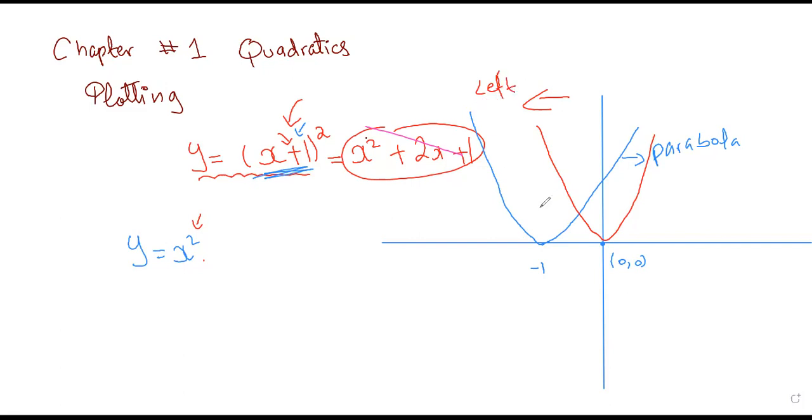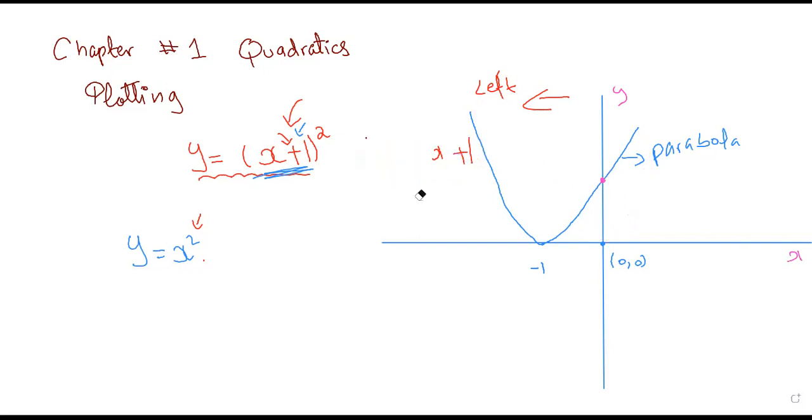Right. And we have to know that we can find this value. Can anyone tell me how to find this value? This value of the graph? Think about it. X is 0, right?